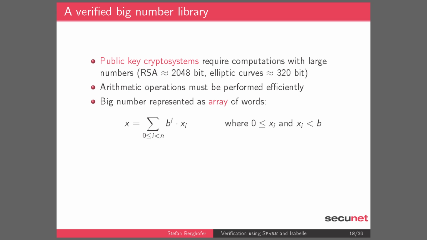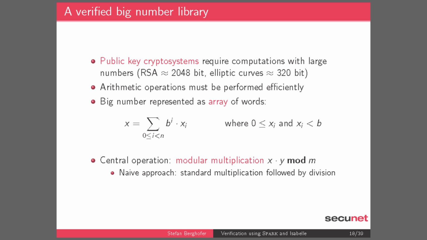To do this, you just multiply the single words in the array with a suitable power of the basis, and then you just add up all the values. One central operation of such libraries is modular multiplication. A naive way of implementing that would be to use standard multiplication followed by division. But since division is very complicated, both complicated to verify, hard to implement and computationally expensive, there's a better approach which is called Montgomery Multiplication.